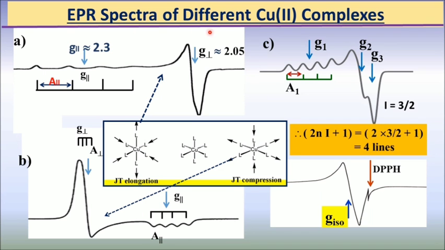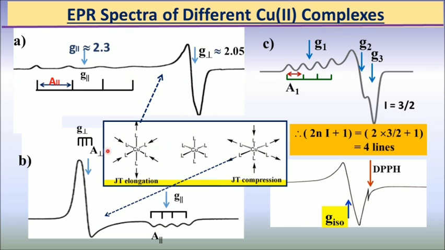The EPR spectra of different copper complexes. For example, A is the EPR spectra of tetragonally elongated complex, and B is the tetragonally compressed copper complex, and this is orthorhombic complex, low symmetry copper complex, and this is exchange coupled copper complex. Let us now see these.